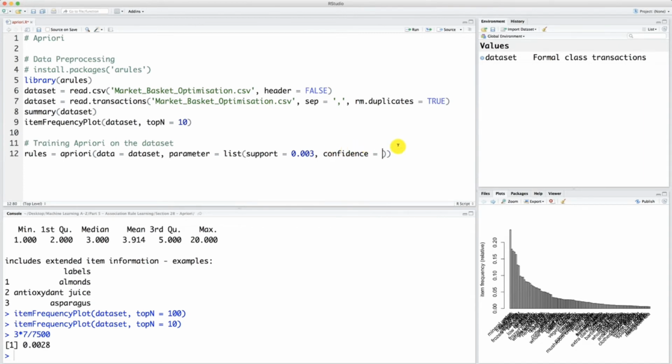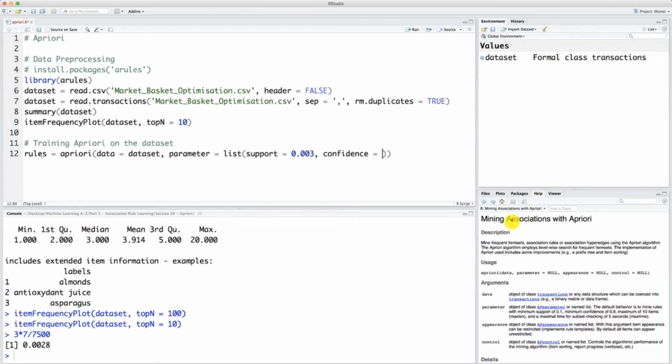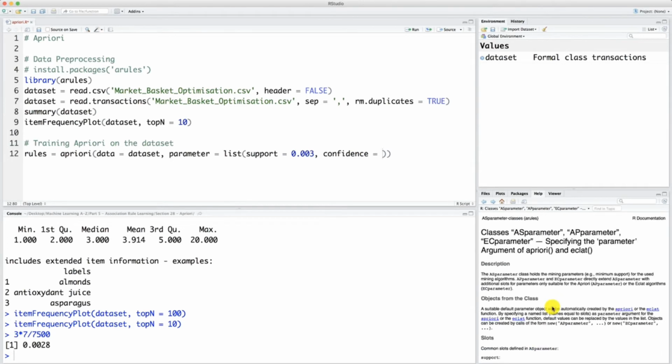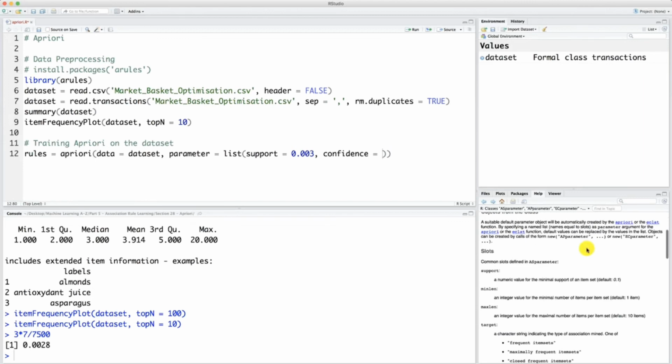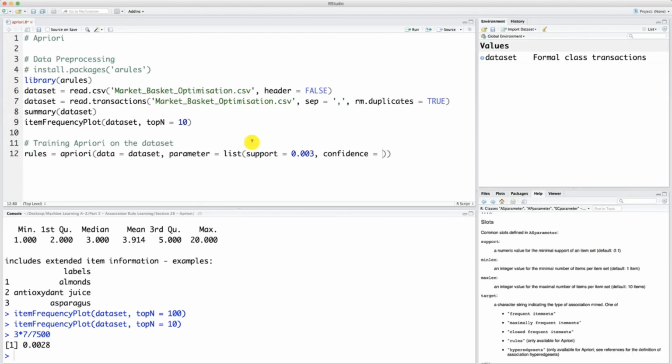So we will start with the default value, which is actually 0.8, I think. We will have a look at it. We can go back to help here to look at the description. And if we want to have the info about these two arguments here, support and confidence, what we need to do is click on this APparameter here, which is the class. And here we go. That gives you the information of the parameter argument of apriori and eclat. Eclat is the other model that we'll make after this section. And as you can see, we get the information about the support and confidence and other arguments.